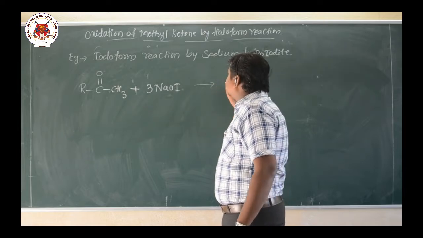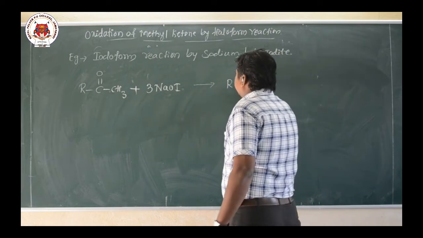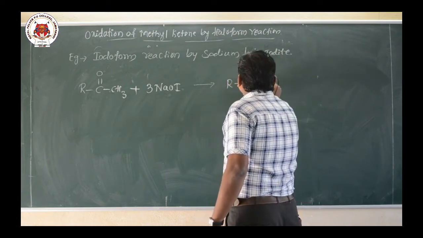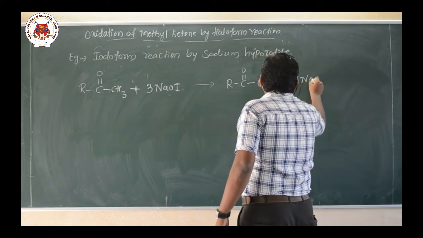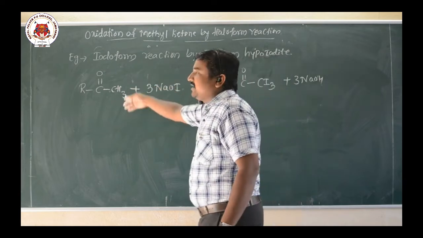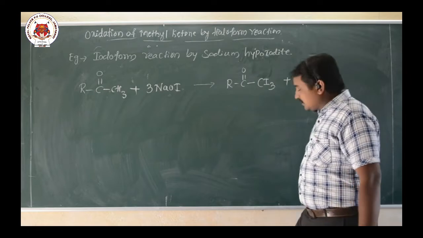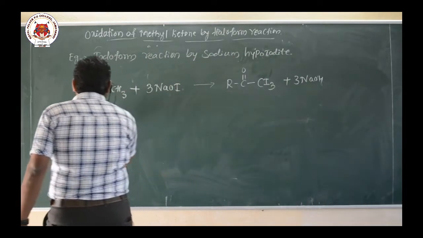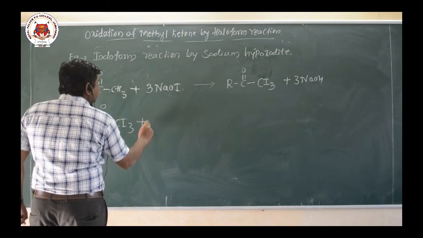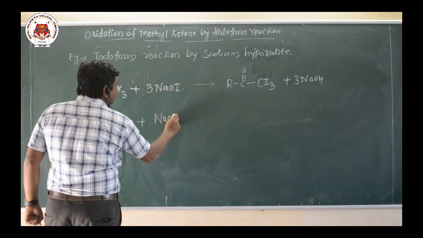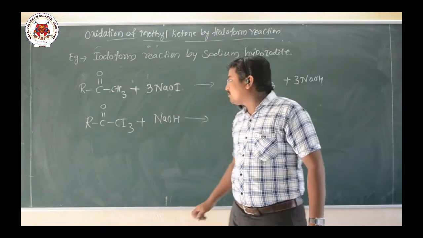So here what happened? The intermediate product is RCOCI3, plus 3NaOH. Same thing: replacement of 3 hydrogen atoms and substitution of 3 iodine atoms. After this, RCOCI3 reacts with the base, sodium hydroxide. So there is a formation of what here? Sodium salts of carboxylic acid.